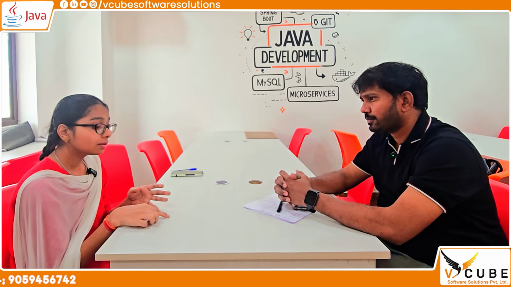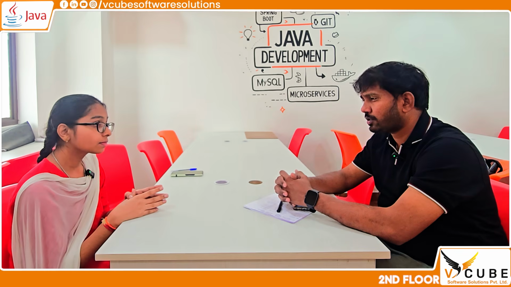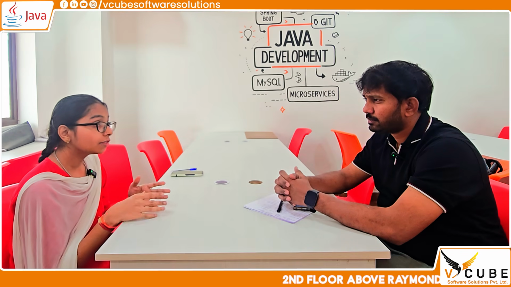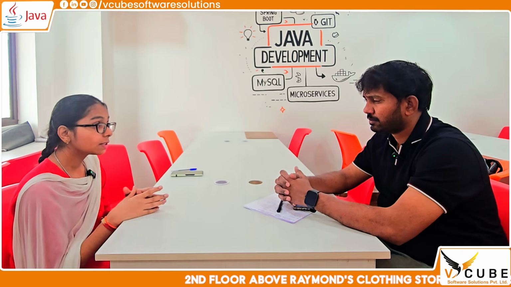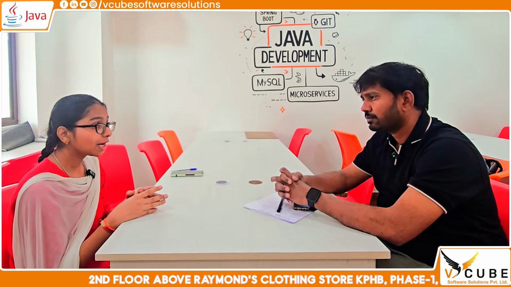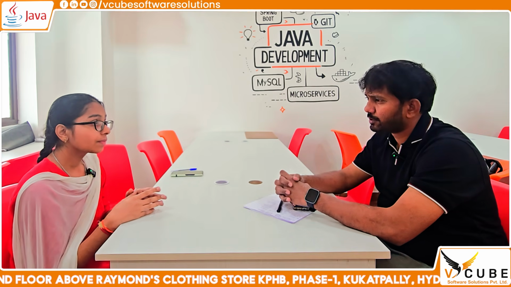For example, the Throwable class is there. It has two children, Error and Exception. Explain the difference between error and exception. Error can come due to bad resources, and exception can come due to bad logic. Explain one scenario.